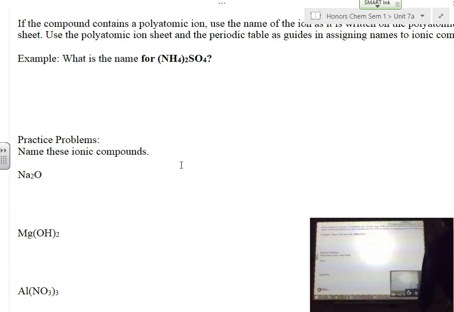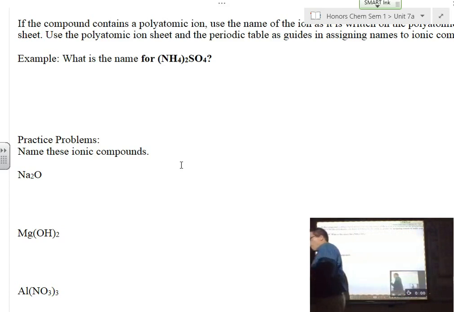All right. So now we're going from first we did the name to the formula. Now we're going from the formula to the name. So here again, recognizing what sodium. Oh, my bad. I'm looking here at the example. I was looking at the practice problem.